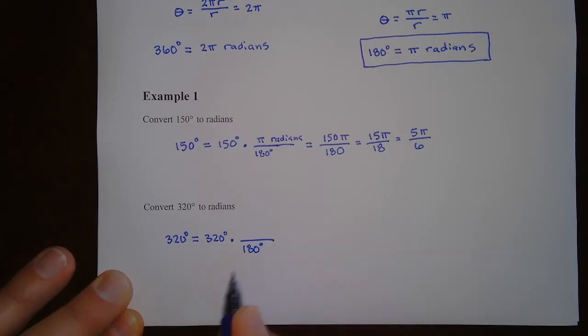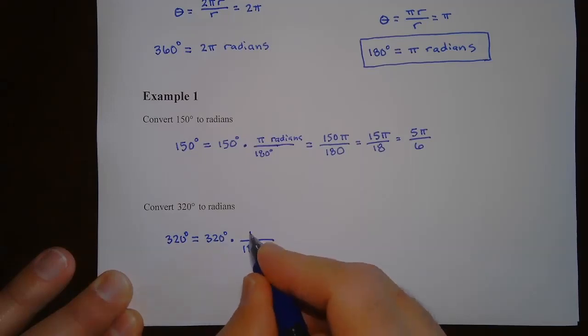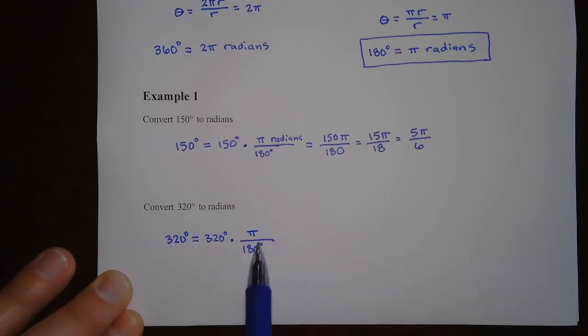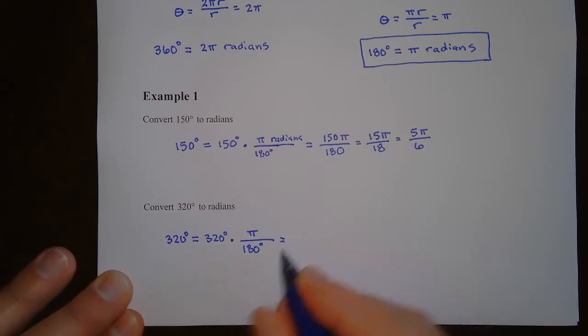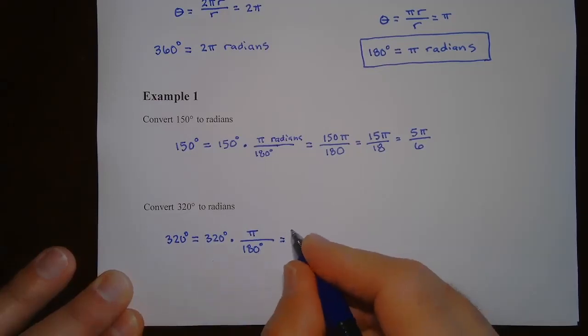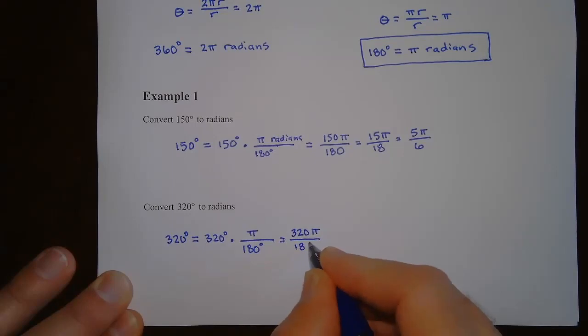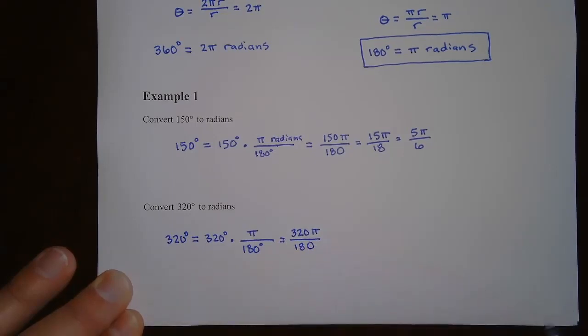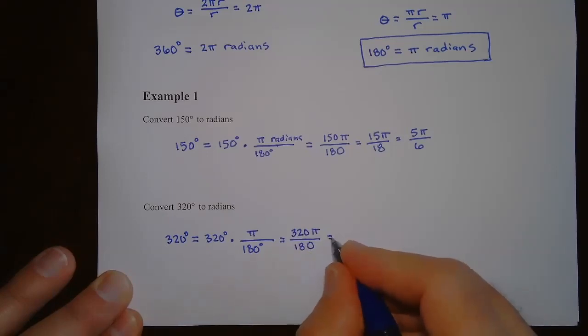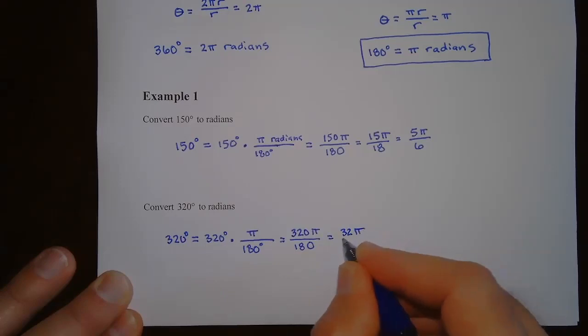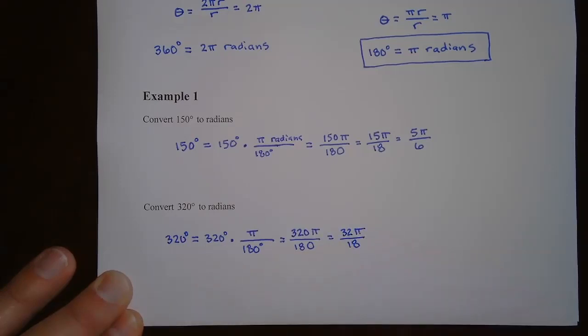Why? Because I'm multiplying by 320 degrees, and I want my degrees to cancel. So I need degrees in the numerator and the denominator for them to cancel. And this would be pi. Now that's pi radians, right? I'm not going to write the radians. If we don't write it, it means radians, okay? So then this becomes 320 pi over 180. Now notice I'm not writing degrees. Why? It's because they canceled, okay? Now again, both of these are divisible by 10, so this becomes 32 pi over 18, okay?